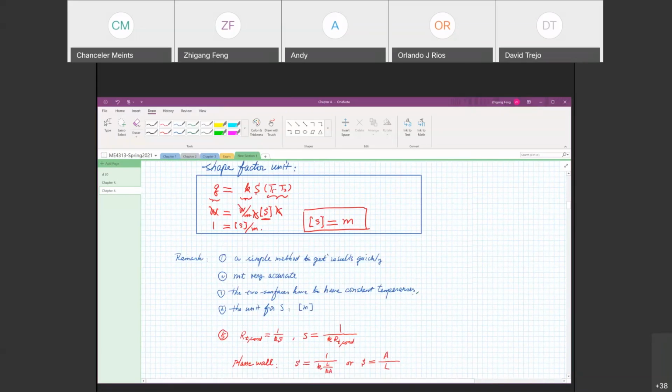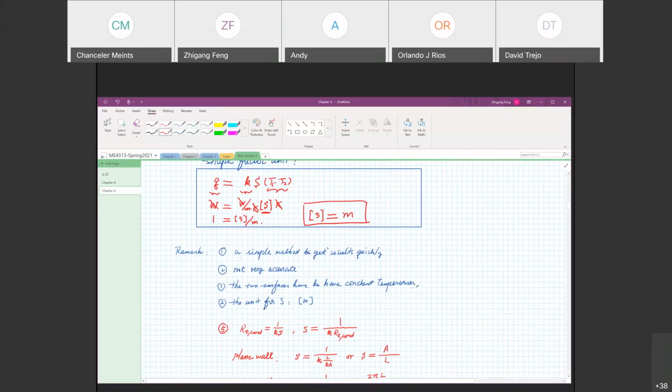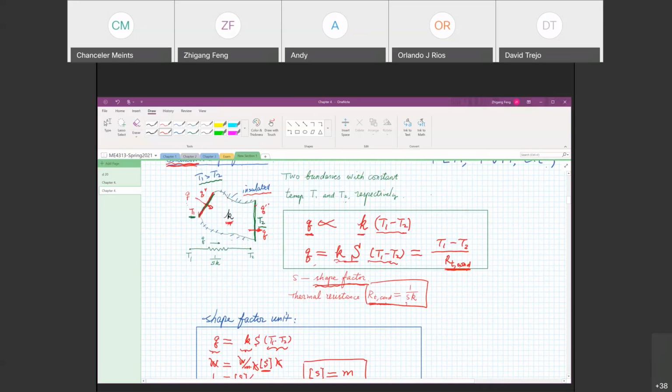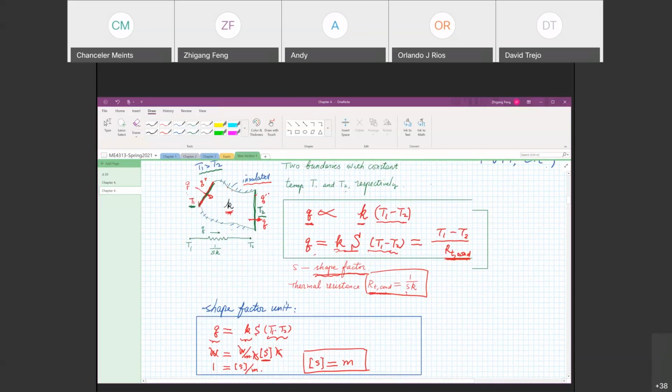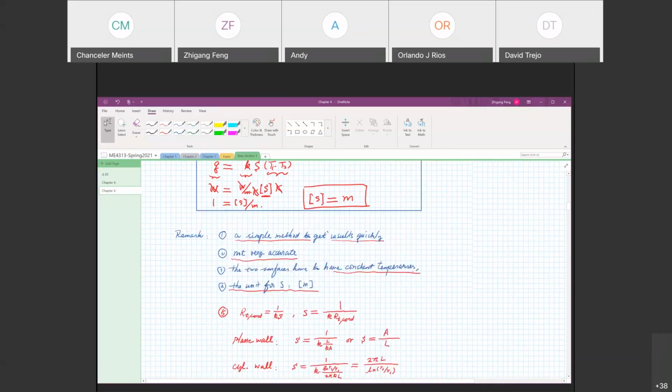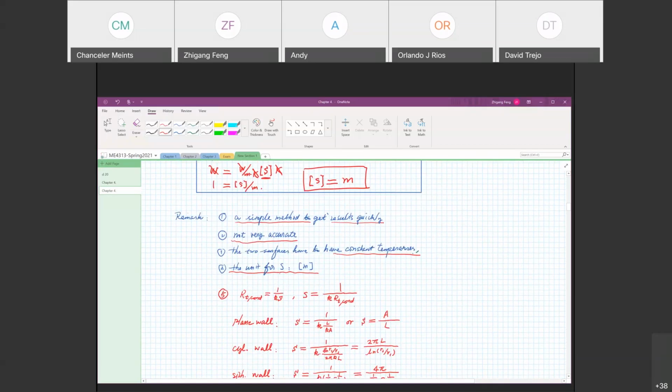A few remarks. So we mentioned the shape factor is a method to get the result quickly. So it allows us to get an approximate result. It's not very accurate because you have to make certain assumptions. For example, the other boundary has to be insulated or very far away. And also, the two surfaces have to have constant temperature. I made this point earlier. And the unit for the shape factor is meter. So again, in today's in-class quiz, there will be a question asking you what's the unit for the shape factor.